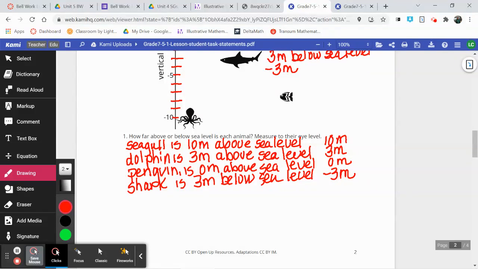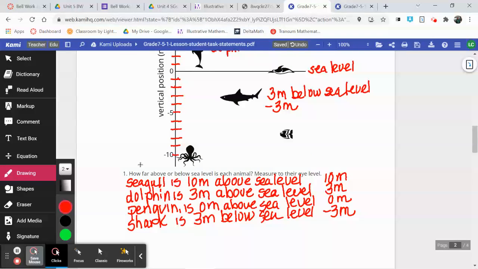All right? Now we've got that little fish, which is a little different than mine. So we're just going to call him fish. We're going to start at 0. 1, -1, -2, -3, -4, -5, -6, -7. So I'm thinking he's about at -7. My line might be a little bit off, but I'm thinking he is. So he is 7 meters below sea level.